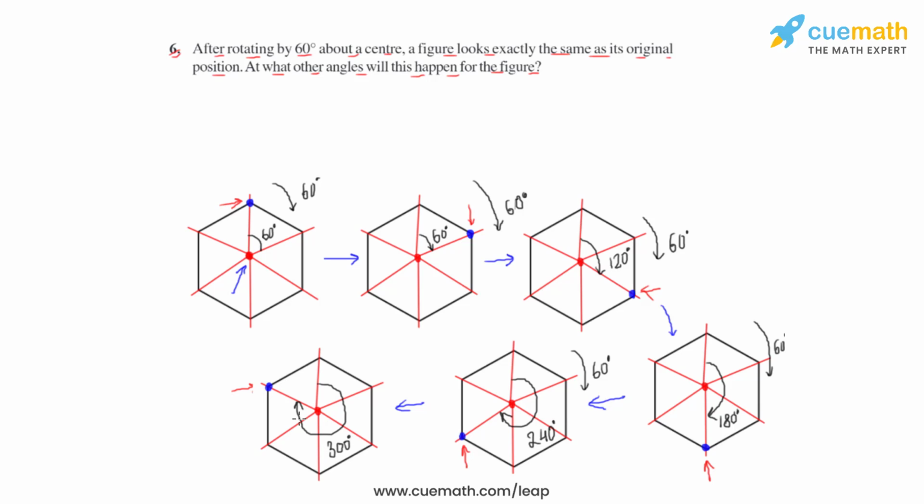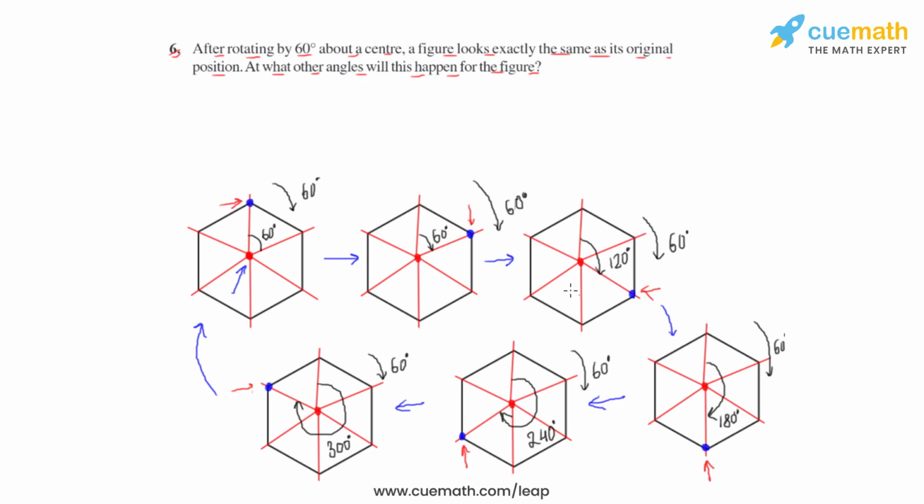And if we again rotate this figure by 60 degrees in the same clockwise direction, we'll see that we'll get to the next figure, which will be the question figure or the figure initially taken itself, and it will mark a complete rotation of 360 degrees.